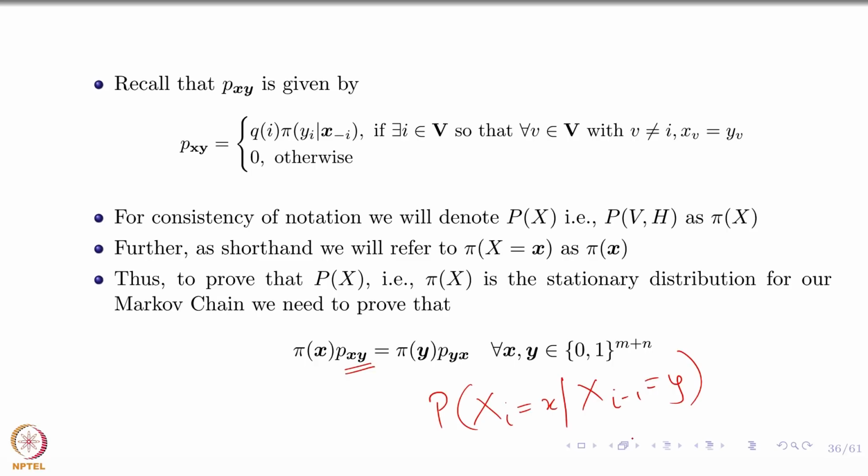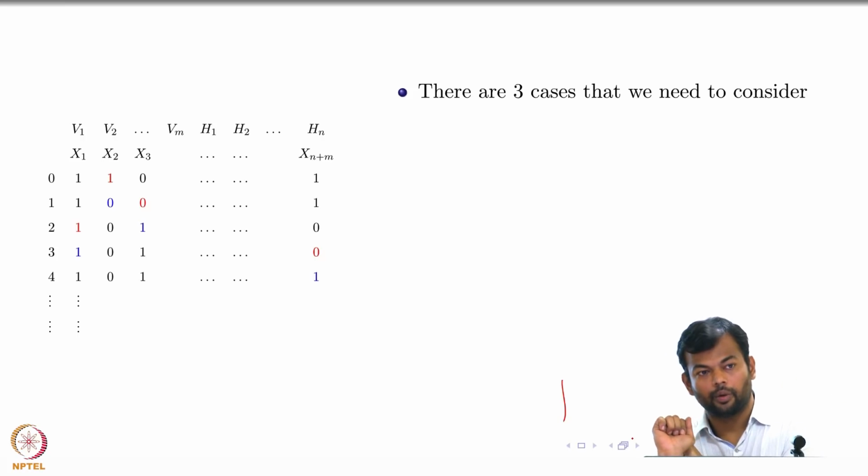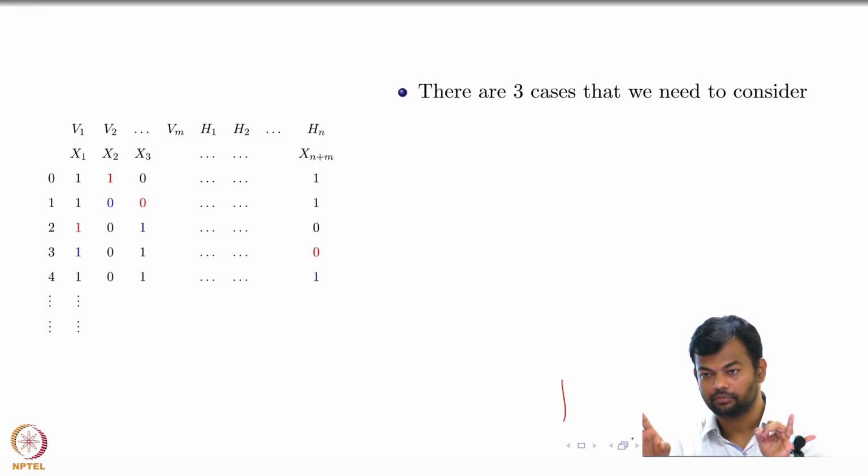Now we need to prove that this detailed balance condition holds. Now there are three possible cases. First, let's agree that these are the three cases that cover all possible cases. The first case is when x and y differ in more than two values. The second case is when x and y do not differ in any value, which means they are exactly equal. And the third case is when x and y differ only in one value.